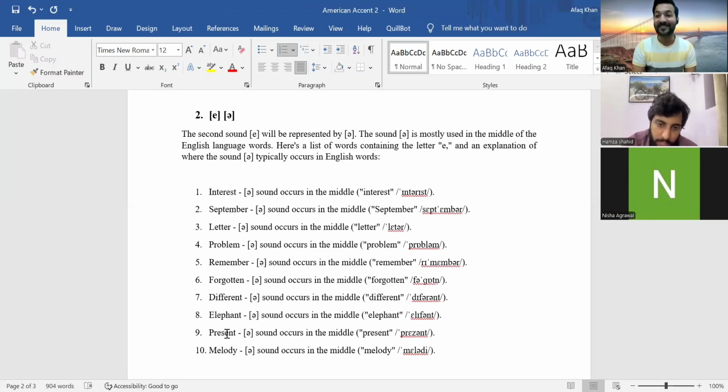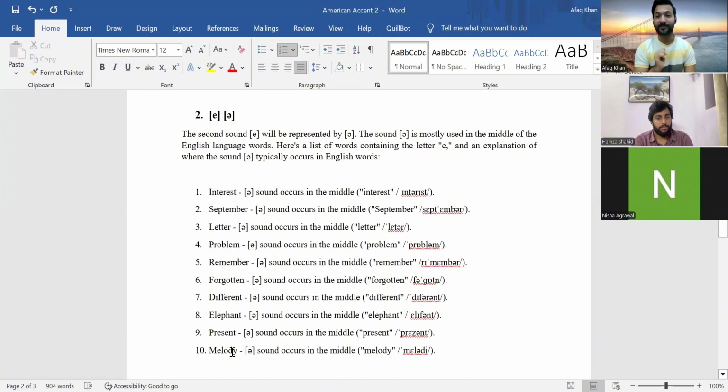Present, present, zent. The schwa occurs after the Z sound. Yes, present. Not "present", but "present". Okay, good, good, good.